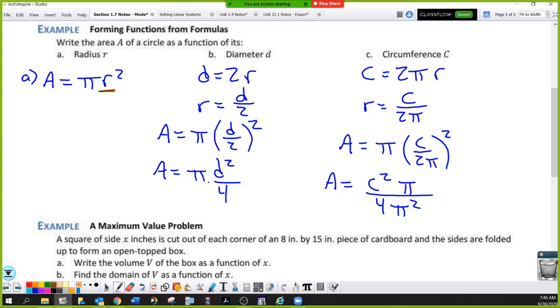And I did that so that I could see that it is going to cancel at least one of the pi's off the top and bottom. So this pi cancels one of the 2 pi's on the bottom, so I'll just get rid of the exponent. The area of a circle can be represented as the circumference squared divided by 4 pi.